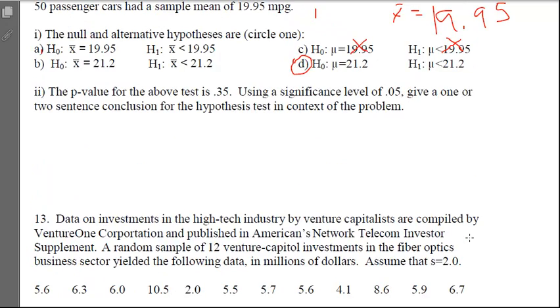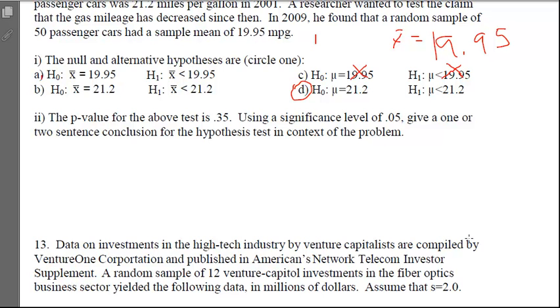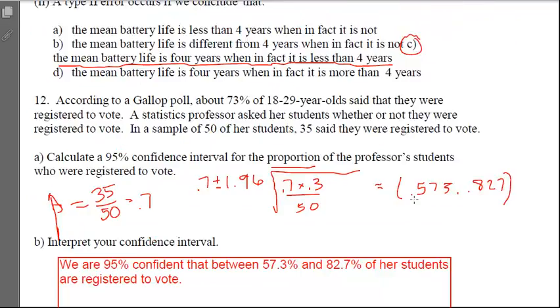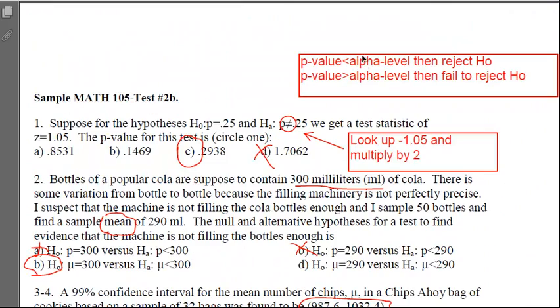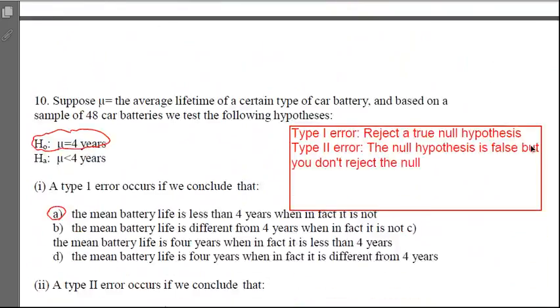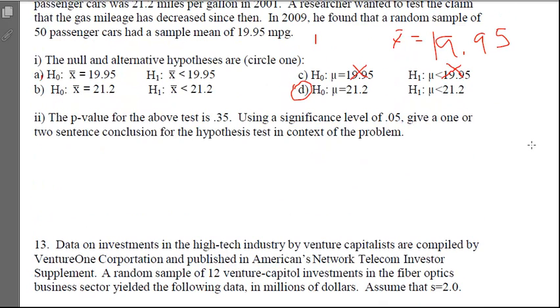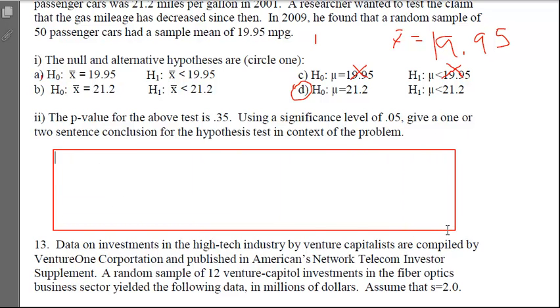Okay, next one. The p-value for the above test is 0.35. Using a significance level of 0.01, give a 1 or 2 sentence conclusion for the hypothesis test in context of the problem. Okay, so let's go all the way back up to page 1 again. And remember, p-values less than alpha level we reject. P-value greater than alpha level we fail to reject. And so our p-value was 0.35. That is greater than our significance level, our alpha level. And so I could start out by saying that we fail to reject the null. Okay, so that's fine. You'll get some points for that. Our p-value is greater than the alpha level.